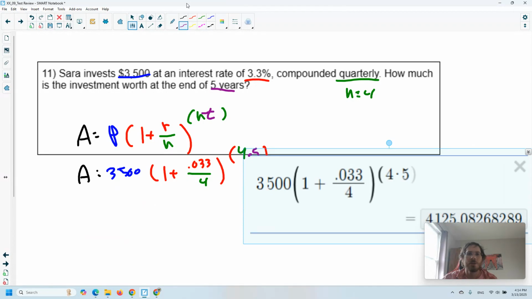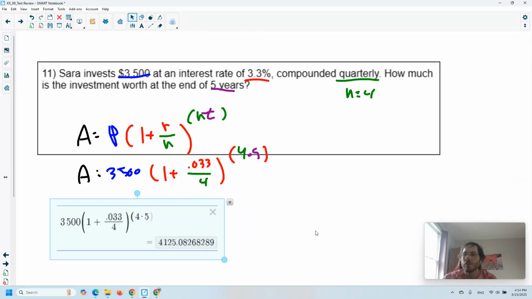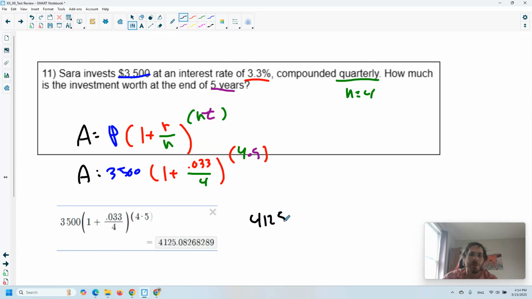So after 5 years, that's how much she's got. Again, we want to think about this in terms of the context of the problem. So all those decimals don't make too much sense. Since it's money, money kind of makes sense in dollars and cents. So we'll do 4125.08.